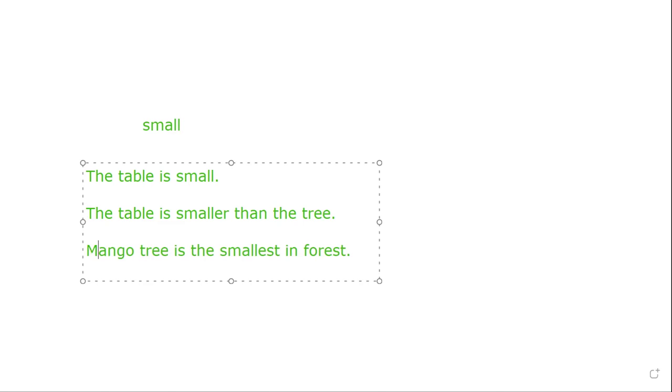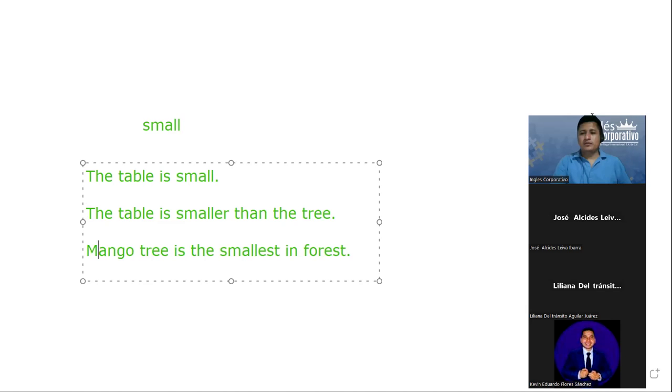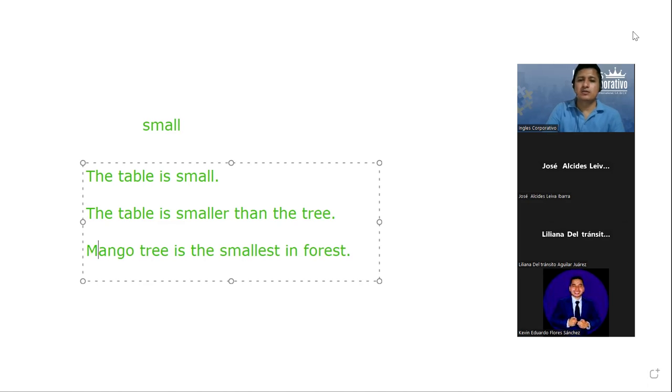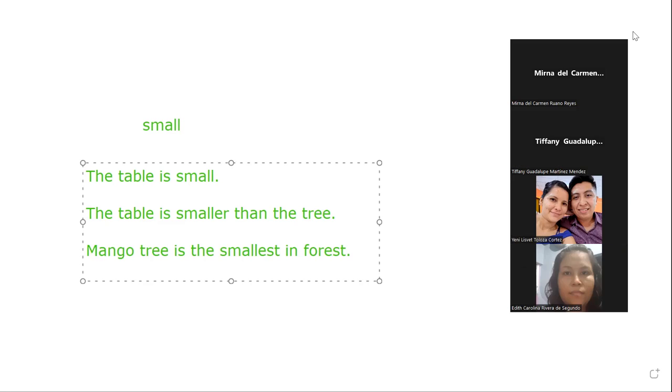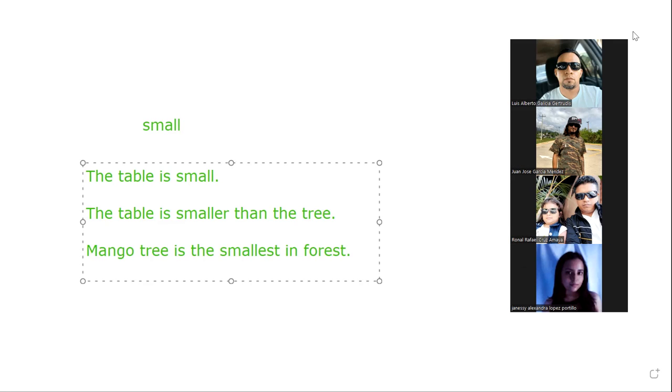So the basic thing is to compare using the verb to be, right? With this thing that is called is. Yes, sometimes you can compare plural things, that's also good. But here most of them go with the verb to be.